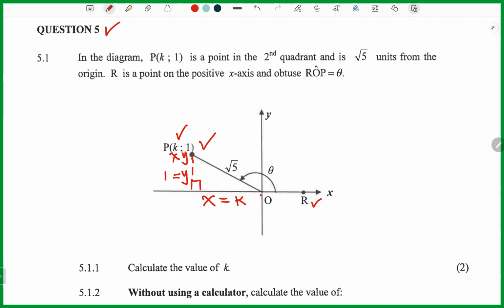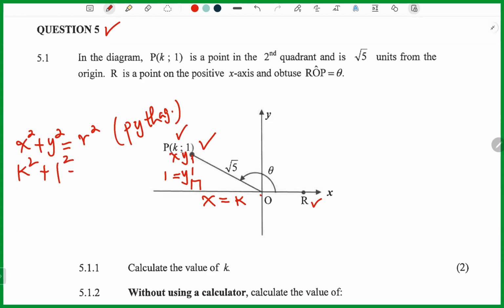Equals k. At this rate, we're able to observe that x squared plus y squared equals r squared, and this is called Pythagoras' theorem. We do substitution, right? Our x is k, we put it in, our y is 1, we put it in, equals r squared, which means k squared is r squared minus 1.